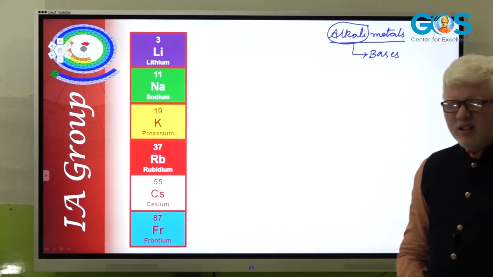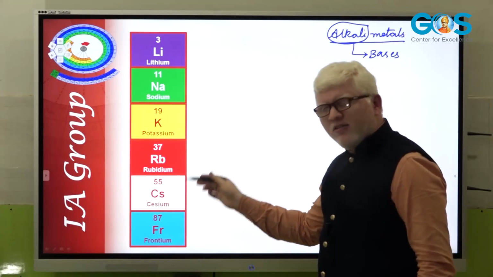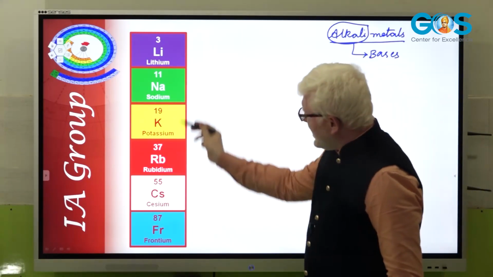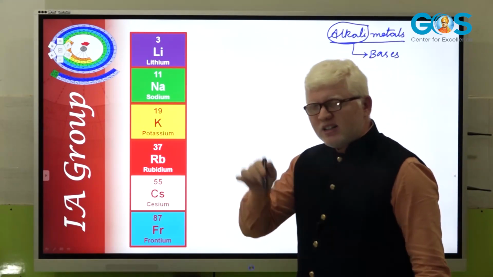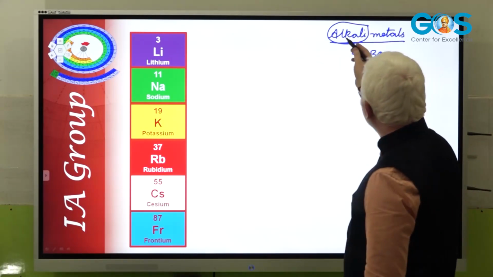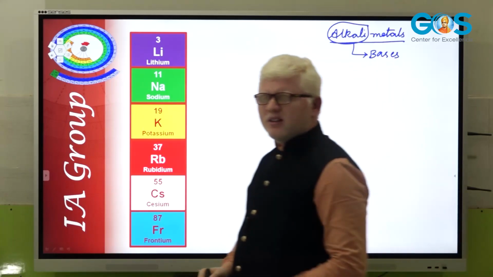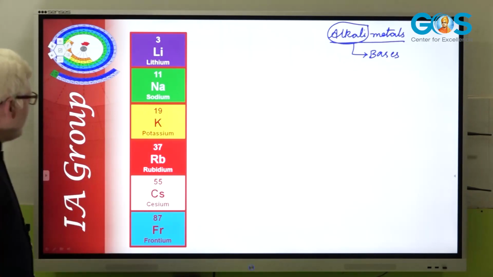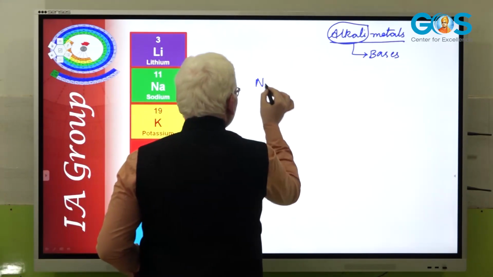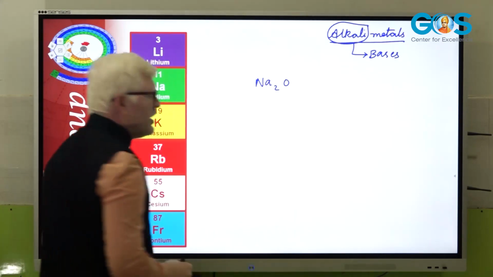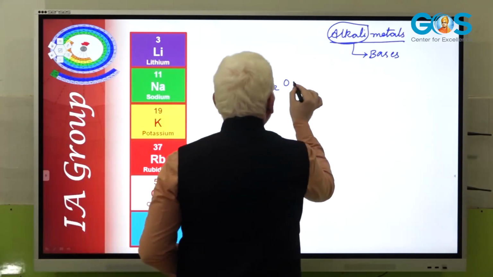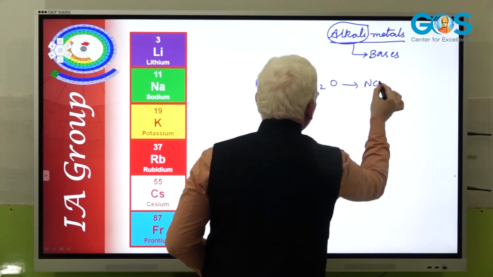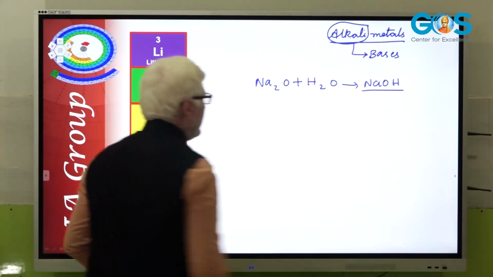Alkali means bases. The oxides of these metals, when dissolved in water, form alkalis or bases. So all these metals are called alkali metals. For example, if you take sodium, the oxide of sodium is Na2O, and if it is reacted with water, Na2O plus H2O gives rise to NaOH, which is an alkali or base.